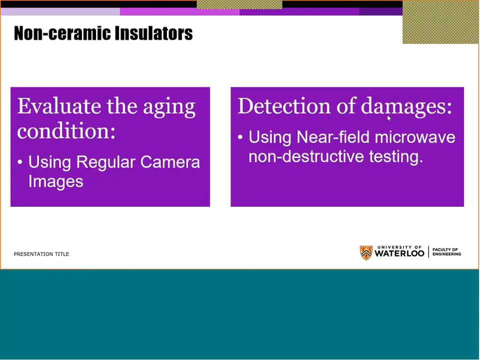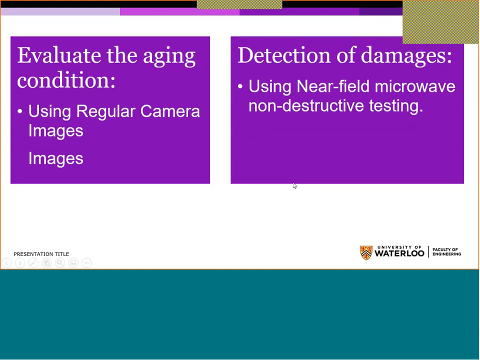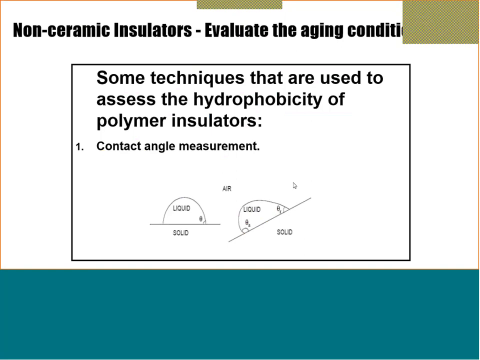Internal damages, we mentioned also as one of the disadvantages of the silicone rubber insulators, are very hard to detect. You cannot see them because they are not visible. So how we use this technique to do that. So let's start with evaluating the aging performance.